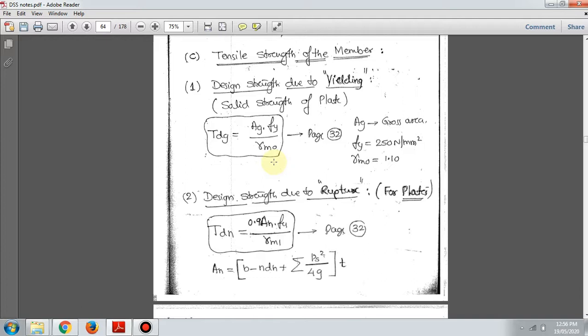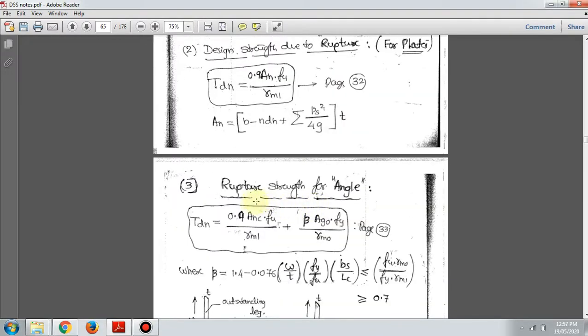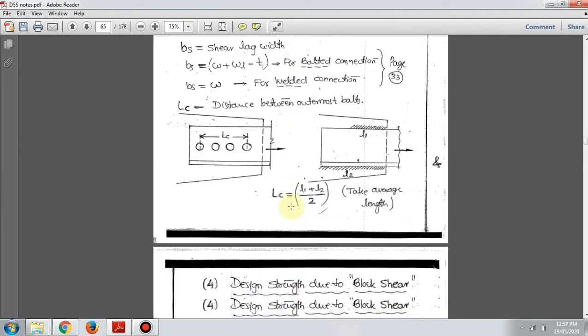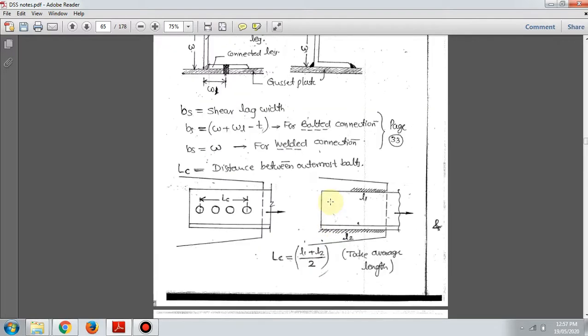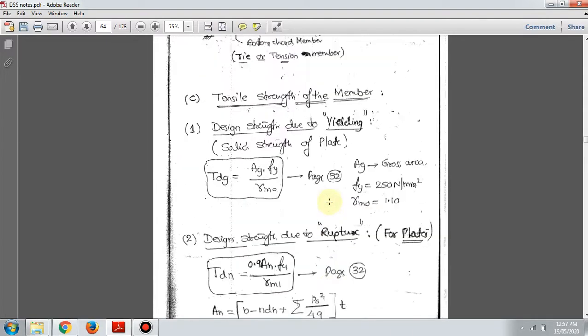Good morning everyone. In this video we'll discuss the formulas related to design of tension members, and also we'll discuss one problem related to design of tension members, that is to find the tensile strength of a member. Remember, there are three formulas to find the tensile strength of a member: design strength due to yielding, design strength due to rupture, and design strength due to block shear.